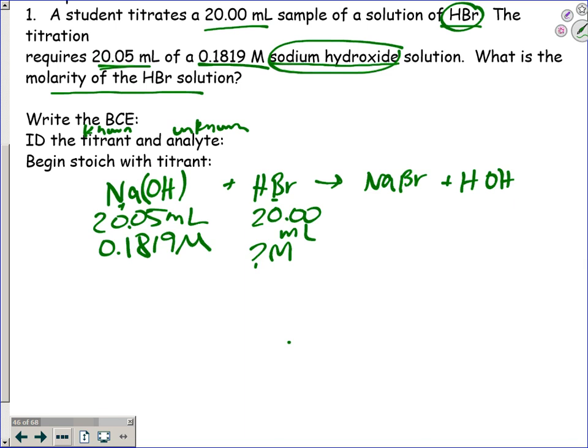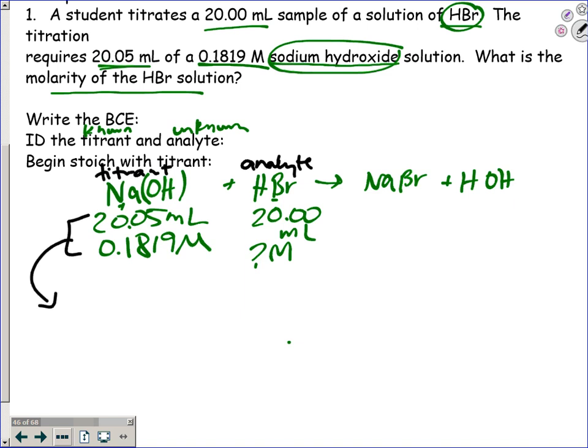All right, so now it's clear who I have to start my stoich process with: sodium hydroxide, because it's the known. If you need a helpful reminder, you can write titrant above sodium hydroxide and analyte above HBr. These are the fancy words, titrant and analyte. You could just put known and unknown, and that's going to be the same thing. So I have to start with these to do the math.